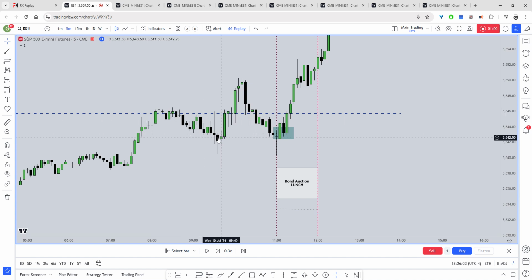So we get the New York session opens up at 9:30. We see a massive run above. You can see the respect of that previous day's high getting rejected. We see it come back below, and then we kick off into the bond auction protocol.